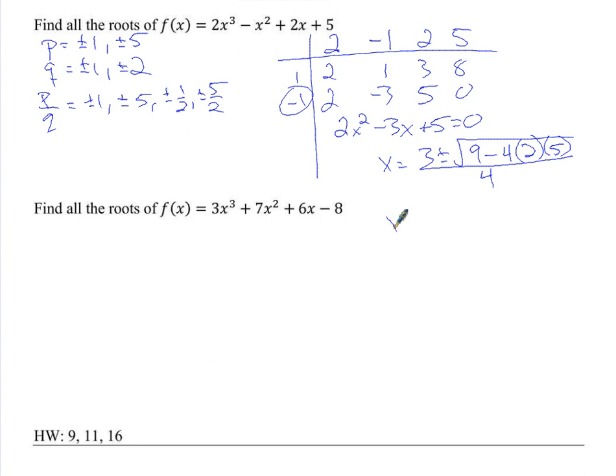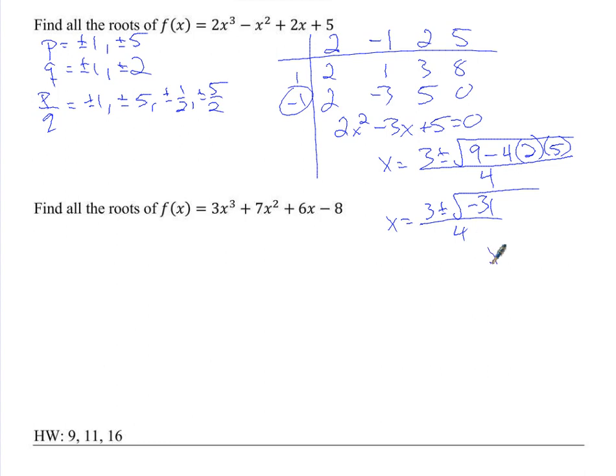All right, now I'll start simplifying. X equals 3 plus or minus square root. I got 9 minus 40, negative 31. And that is why we couldn't find factors, because the roots are imaginary.